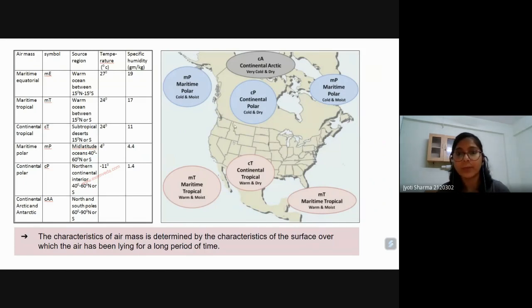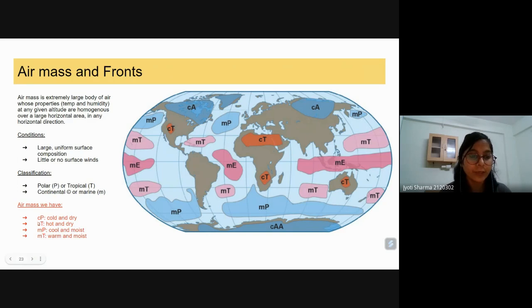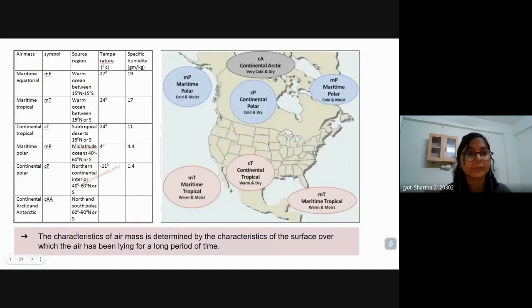So here we see there are different types of air mass: the marine equatorial, marine tropical, continental tropical, marine polar, continental polar, and then continental Arctic and Antarctic. Based on this, because I already told you there are some characteristics of air mass, the temperature and the specific humidity can also be defined based on the air mass. I also mentioned that the characteristic of an air mass is determined by the characteristic of the surface over which the air has been lying for a long period of time.